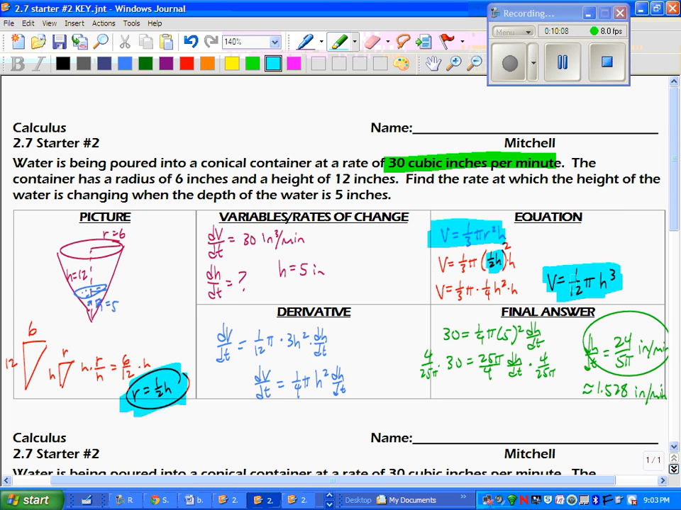So we can take the derivative of both sides. We get dV/dt equals 1/12 pi times derivative of h cubed. We get 3h squared dh/dt. So the 1/12 times 3 simplifies to 1/4. Now we have our derivative. To find our final answer, we're just going to substitute the values in that we're given. We're going to put 30 in for dV/dt. We're going to put 5 in for the height. Only thing left that's missing is dh/dt, so we can go ahead and solve for that.